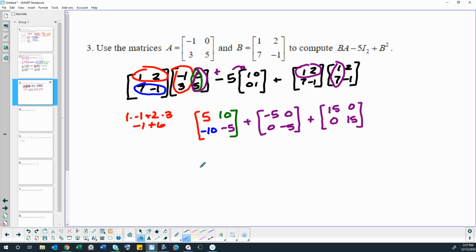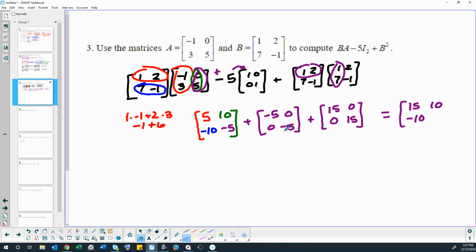Okay, combining things together, we have a 5 plus a negative 5, so that's 0. And then we add 15 to 0, so we get 15. Then we have 10 plus 0 plus 0, so that's a 10. And then we have negative 10 plus 0 plus 0, so that's a negative 10.